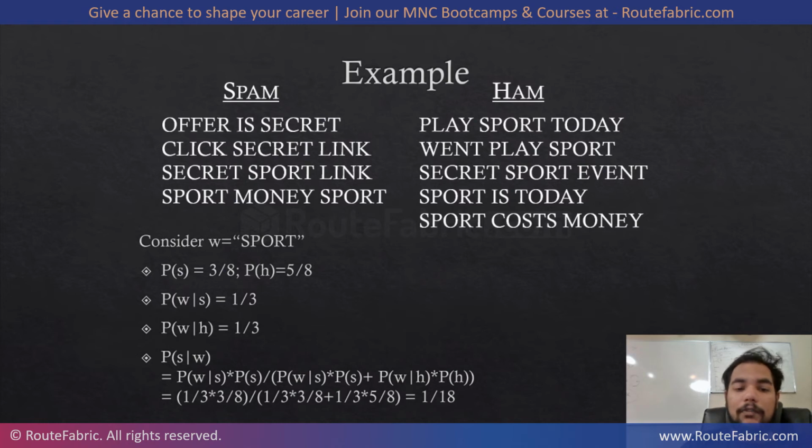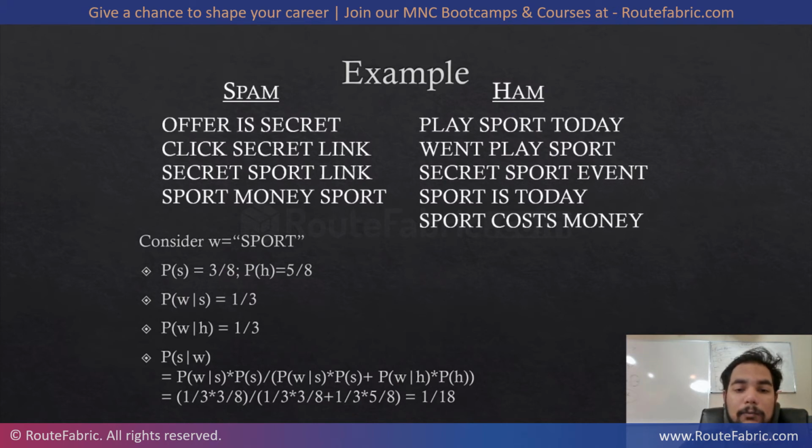For the probability of it being spam, it's 3/8 because it occurred 3 times in the spam, and the total occurrences of sport is 8 times in the whole data. Probability of ham is 5/8 because it appeared five times in the ham email.